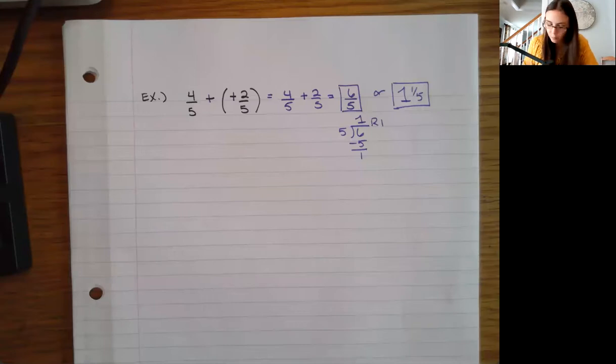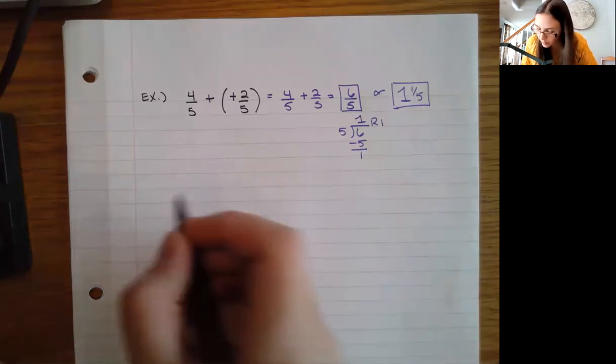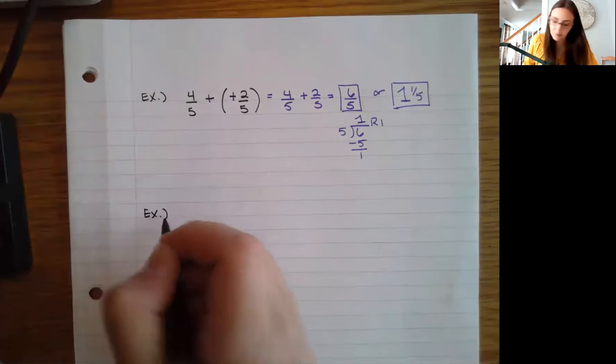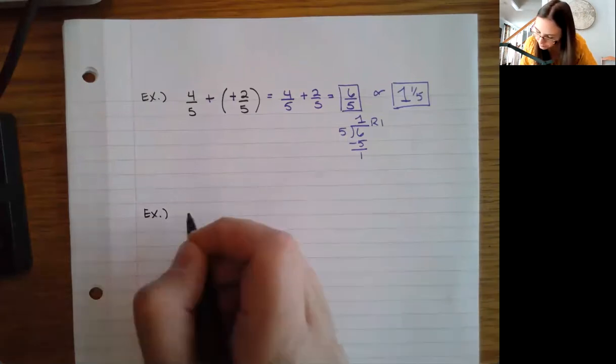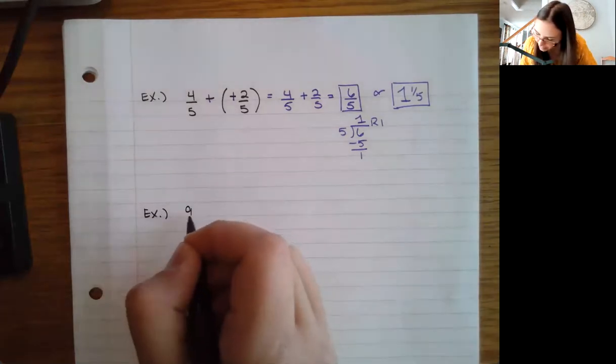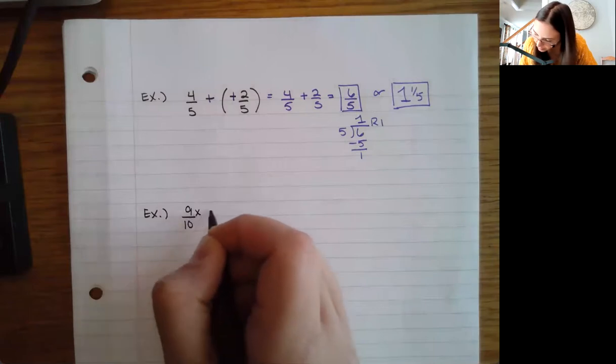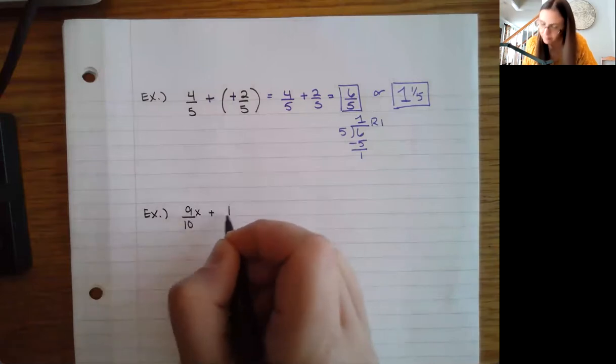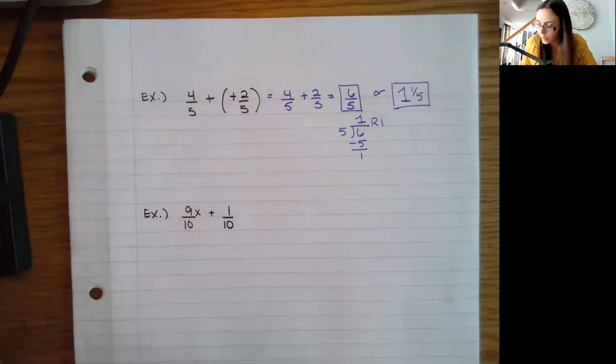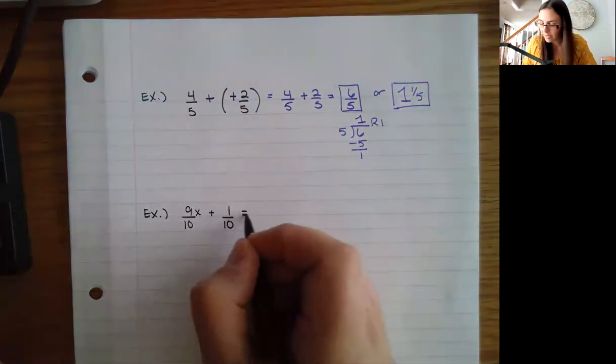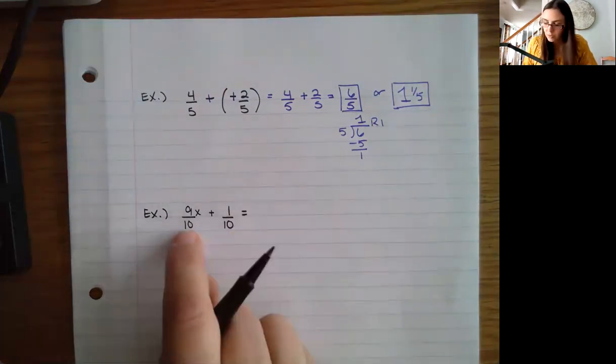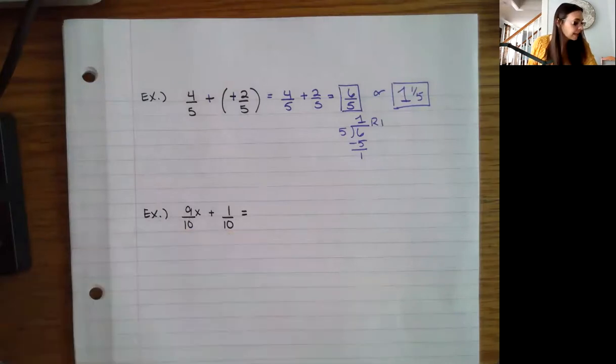Okay. Now we can also do some examples here with variables. So let's say I had something like 9/10 x plus 1/10. So we can go ahead and do that too. I have the same denominator here, so I can go ahead and add.